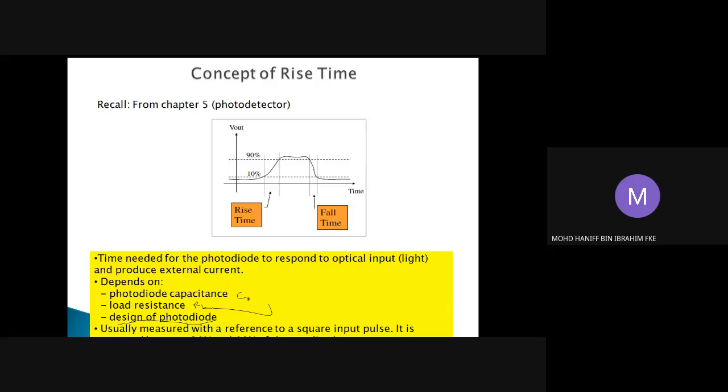We're not going to touch on that design, but we understand now that in terms of components, the rise time depends on the capacitance value and also on the resistance value. We're going to see this further in the next slide. As mentioned before, the rise time is measured between 10% and 90% of the amplitude. This is the concept of rise time, and I believe you can understand this because we touched on it in chapter 5.